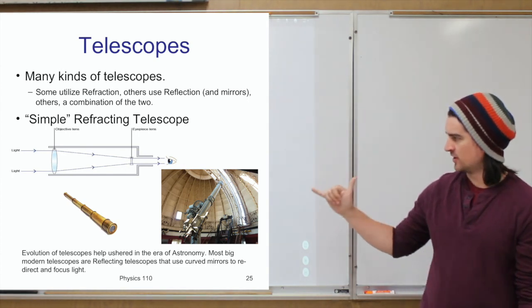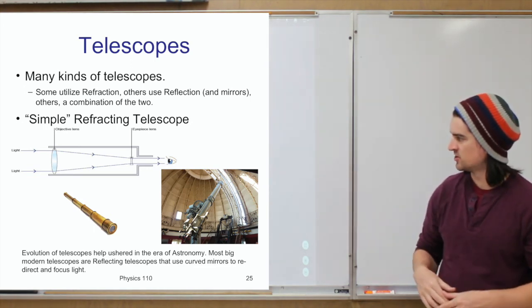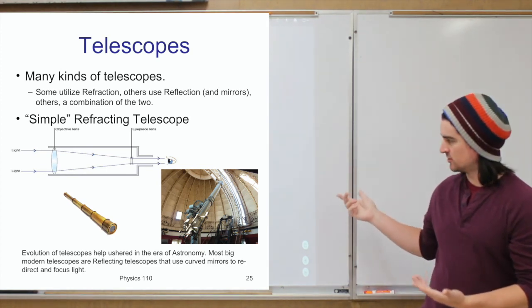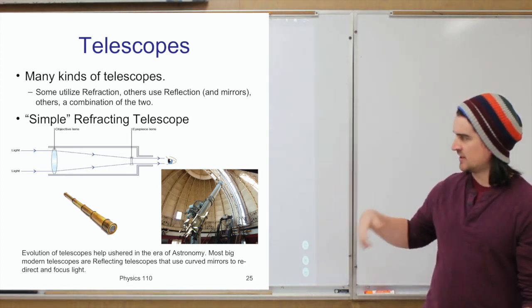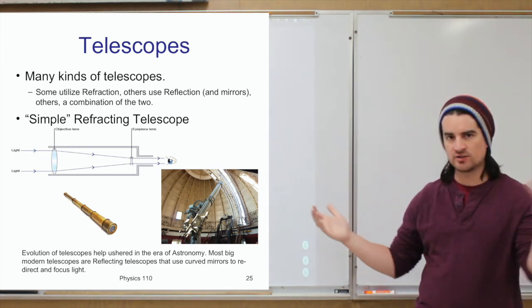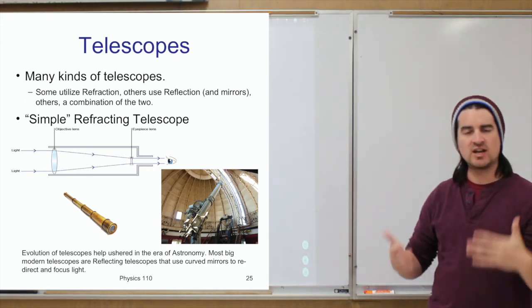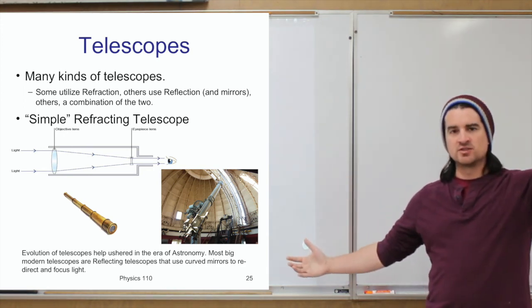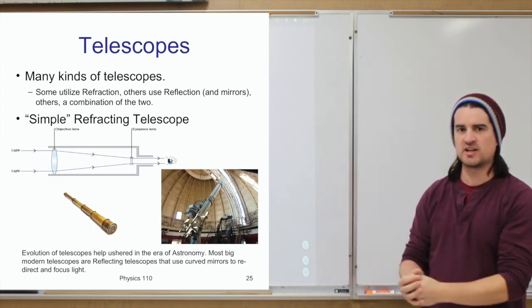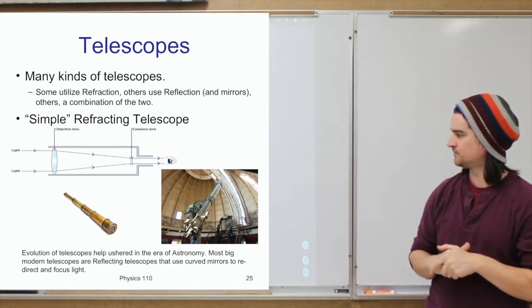Examples range from a spyglass, which is basically a converging lens and a diverging lens, all the way up to very large optical telescopes that can have lenses up to feet, yards, very large lenses. And the basic idea, again, is that the larger the converging lens at the front, the more light you can collect, focus down, and send into your eye to see.